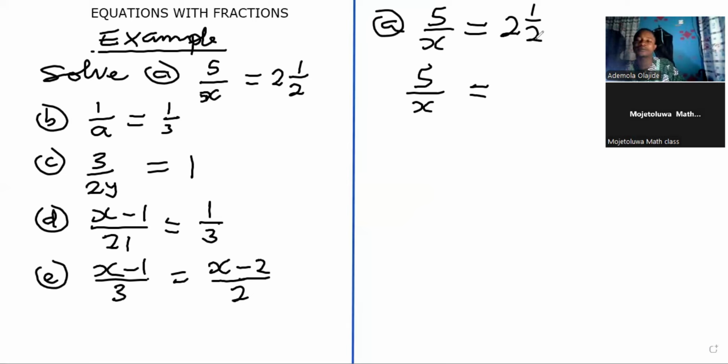Five divided by x. No, no. This right side, look at my cursor. Look, this right side. Convert it to improper fraction, what we just did.